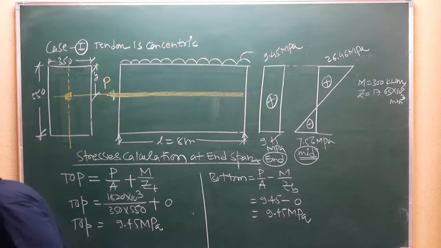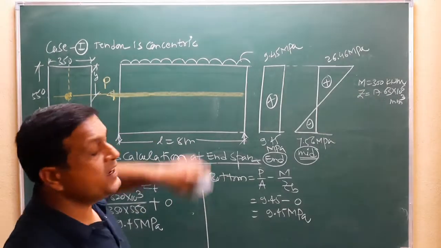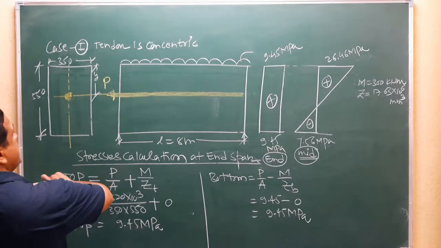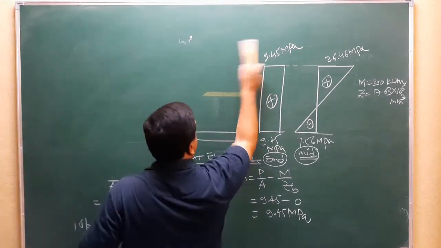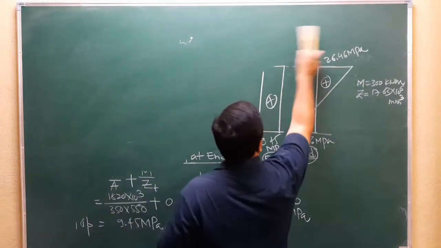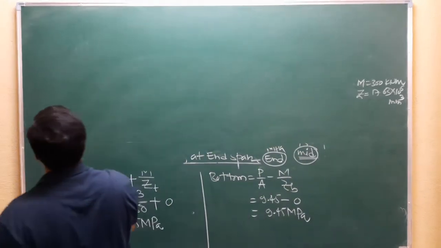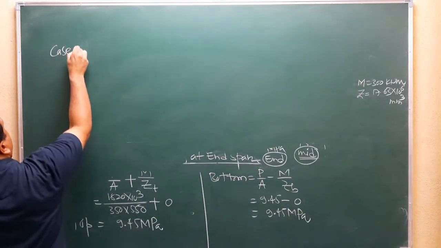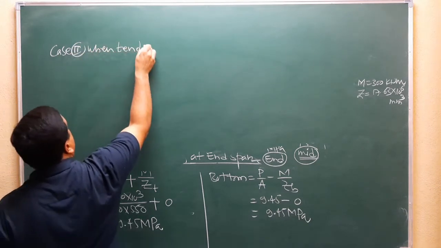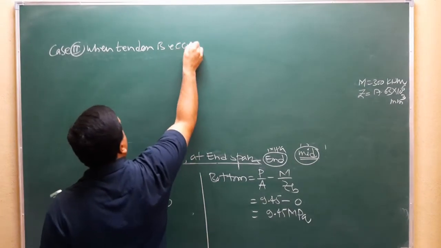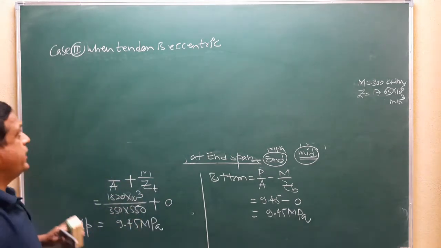Now what do we have to do? Now you have to find out the stresses when the tendon is eccentric. Now I will rub this. Okay, now you go for the next case. Case 2, when the tendon is eccentric.